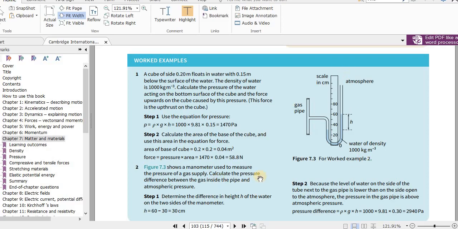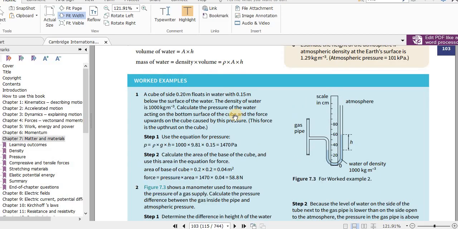Okay, so this diagram is actually for the second example. Now this first example doesn't have a diagram. So we have a cube. A cube has all sides equal. So we know the length of one side, and it is 0.15 meters below the surface of the water. The density of water is 1000 kilograms per cubic meter. So we want to find the pressure of the water acting on the bottom surface of the cube and the force upwards on the cube caused by this pressure.